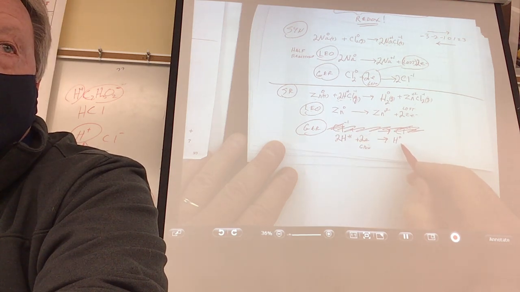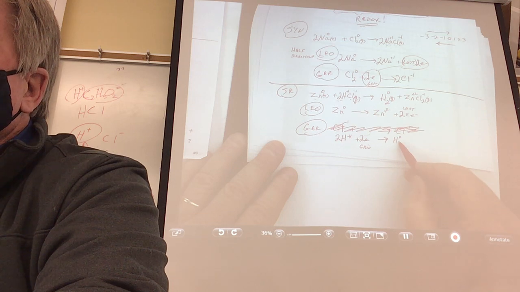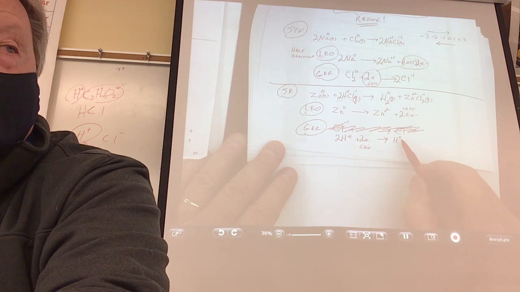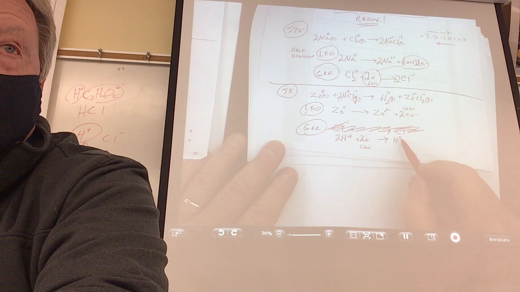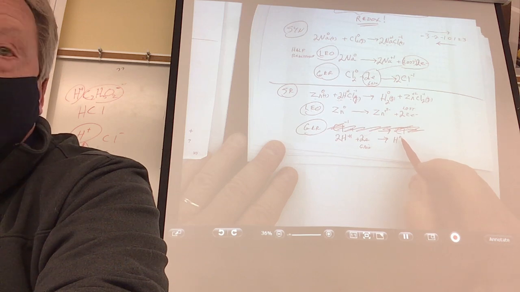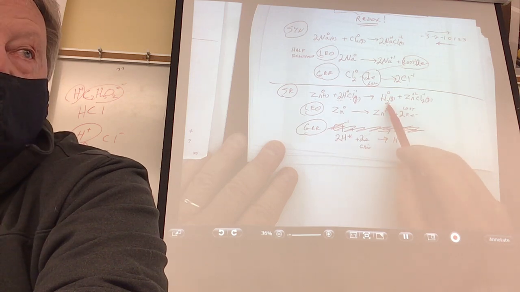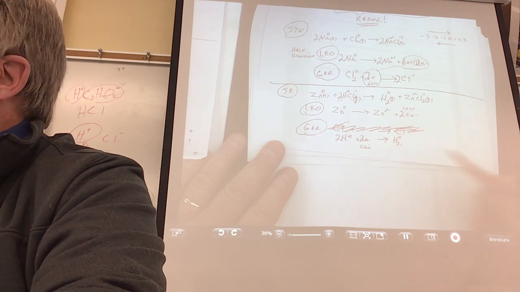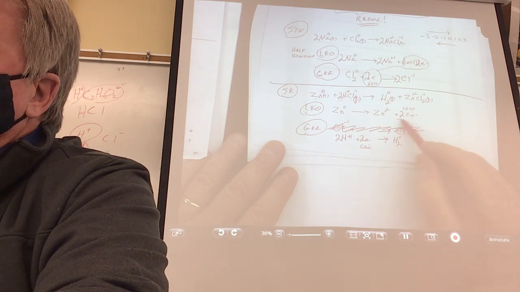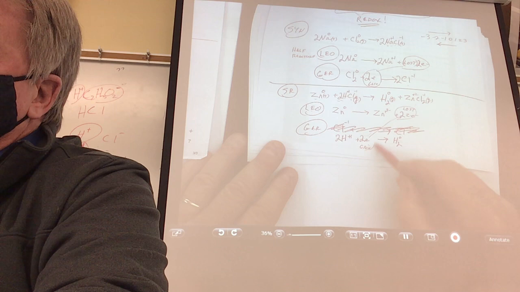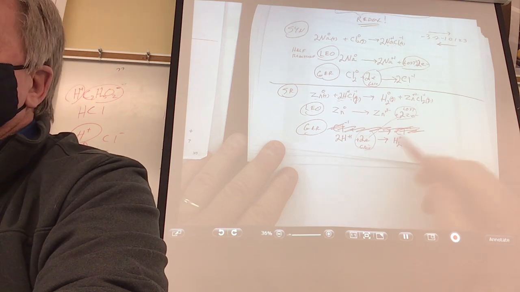This is the tough one. And what form? Coefficient 2 or subscript 2? Yeah, it really was diatomic hydrogen. See that? Now let's check. I lost 2. I gained 2. Hey, I think it works.